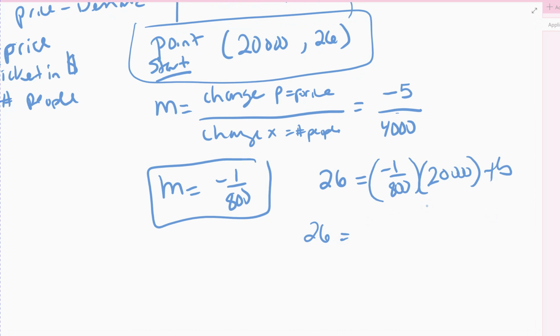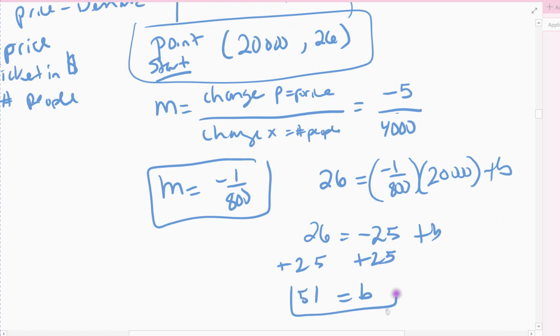-1/800 times 20,000, which does come out to a nice number. Comes out to -25. Add the 25 to the other side. And so my y-intercept in this case is 51.